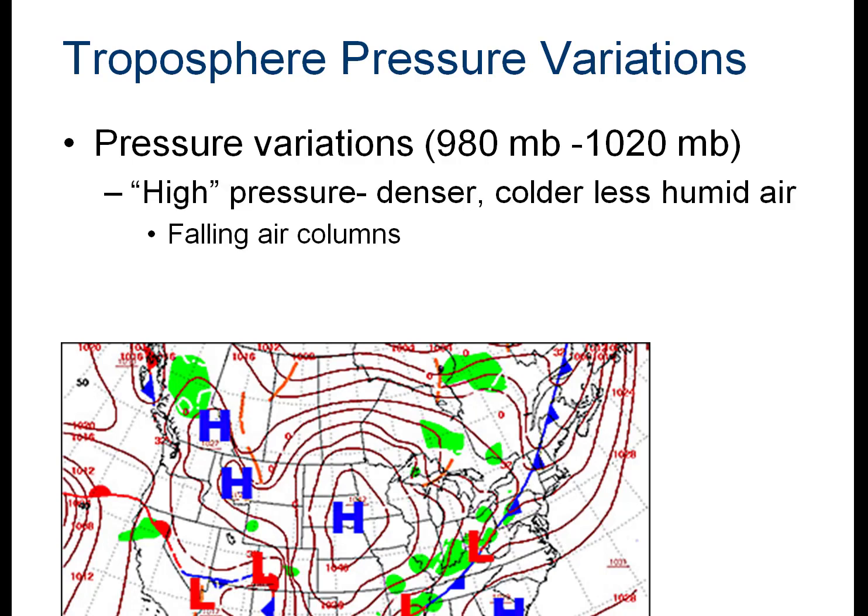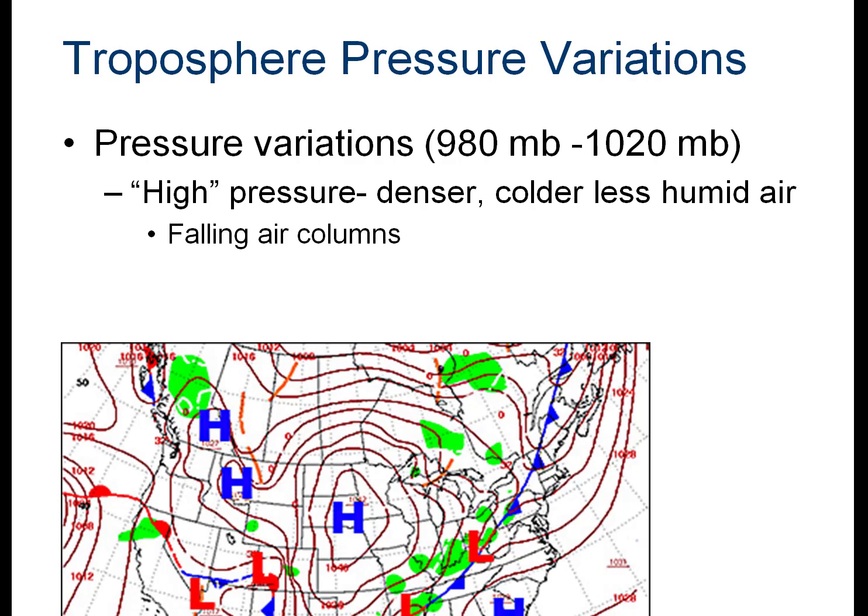If you look at the 40 millibars or 40 over 1,000, a very small percentage of variation creates all of our weather. Now those pressure variations create a high pressure. A high pressure is defined as denser, colder, less humid air. So if you look at the map, the highs are over the plains. The lows are down here where it's warmer and more humid because of water vapor.